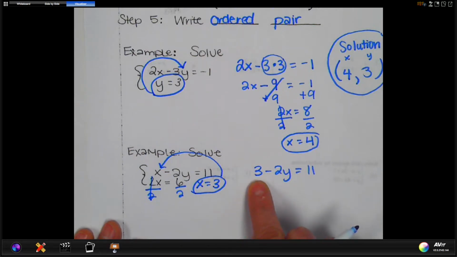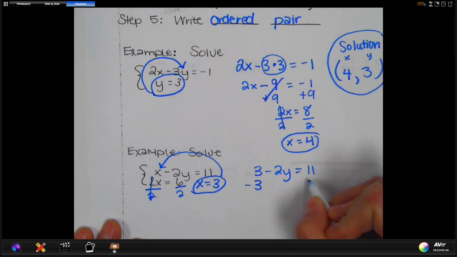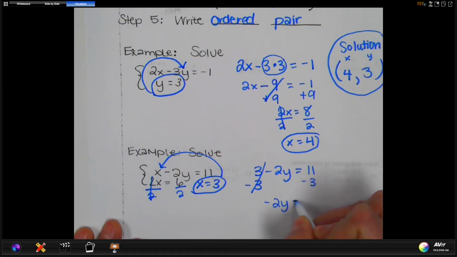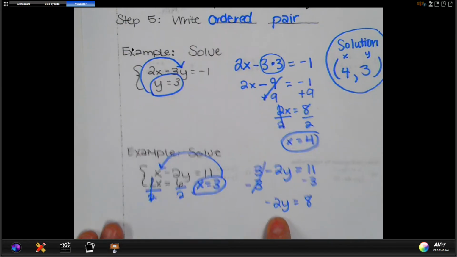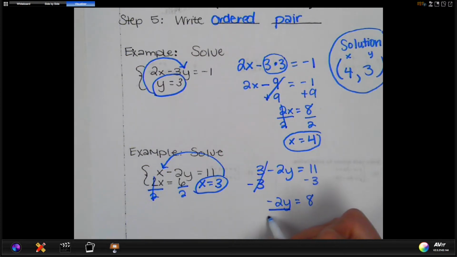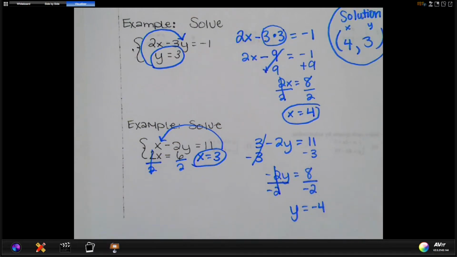The opposite of a positive 3 would be a negative or a minus. So we're going to subtract 3. All right? And so I now have -2y equals 11 minus 3, which is going to give me 8. And then the second step, this is -2 times y. So to undo that, I'm going to divide by -2 here and divide by -2 here, and I get y equal -4.